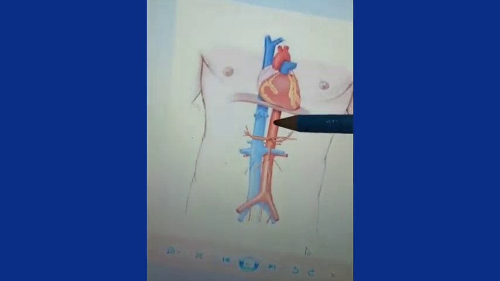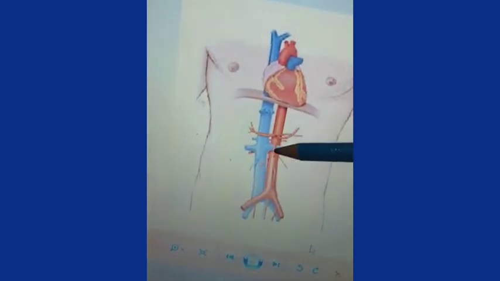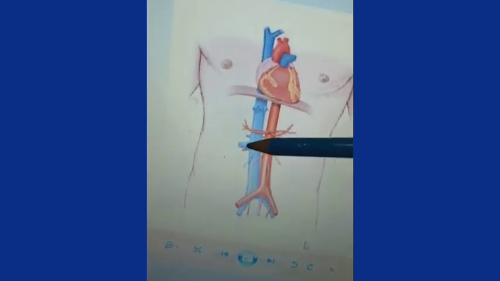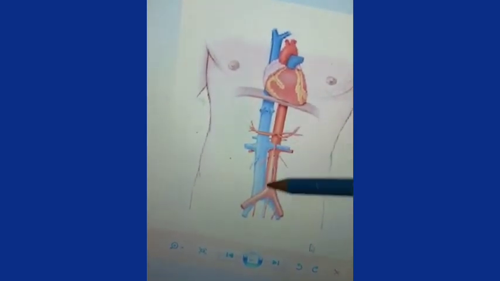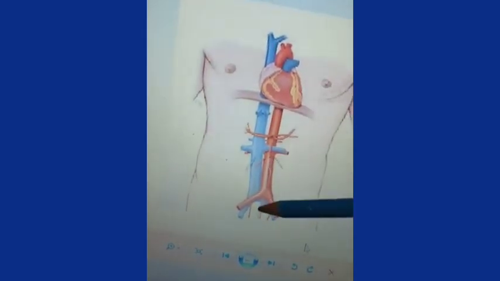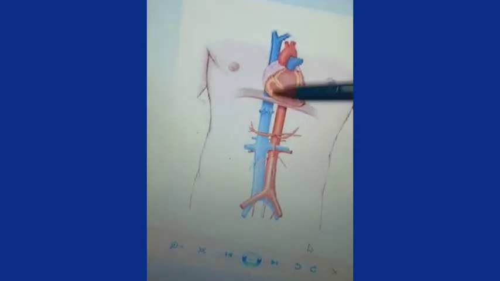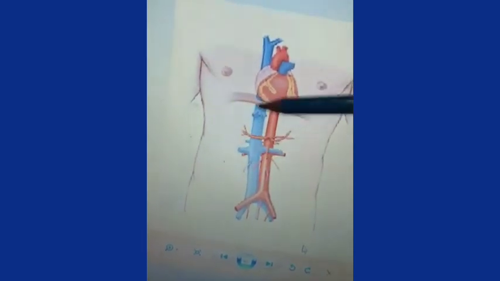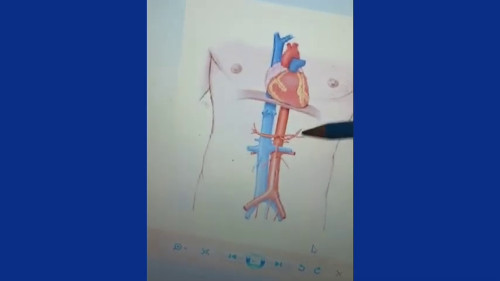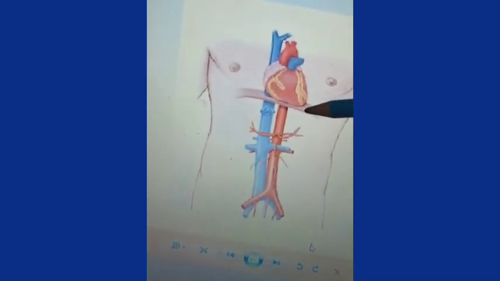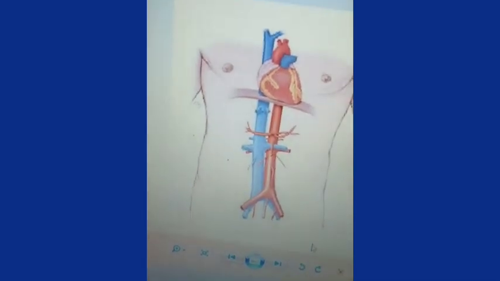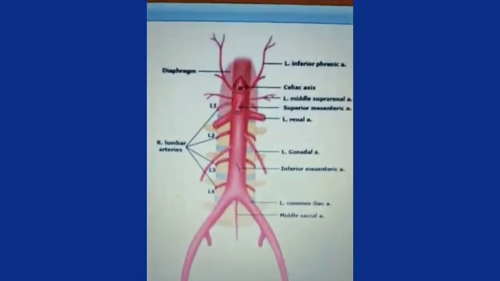Anteriorly is the celiac and the aortic plexus, body of pancreas, third part of the duodenum. Posteriorly are the first four lumbar vertebrae, the anterior longitudinal ligament and the intervertebral disc. On the right side is the IVC, right crus of diaphragm, cisterna chyli and the azygous vein. And on the left side lies the left crus of the diaphragm, body of pancreas and the fourth part of the duodenum. Next are the branches of the aorta.